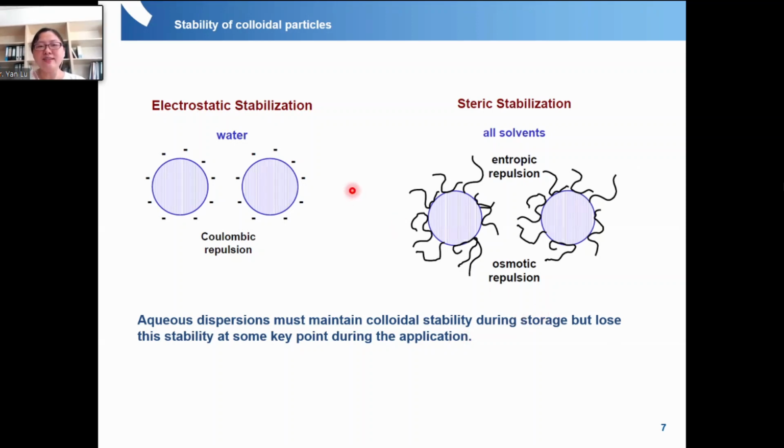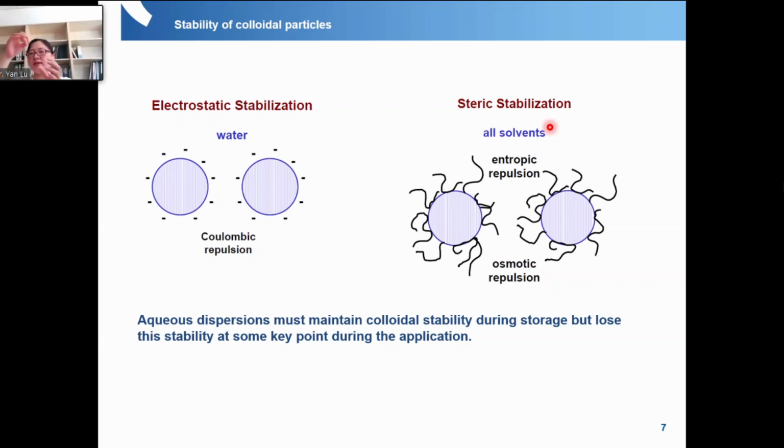As I mentioned, you can have a charged system. In that case, it depends on the electrostatic interaction, so it will be electrostatic stabilization of the colloidal particles. And in that case, of course, this Coulombic repulsion plays a very important role. And because you have charge, normally water is the solvent for such colloidal particles. On the other side, of course, you can also have steric interaction, and in that case you will have steric stabilization of the colloidal particles.